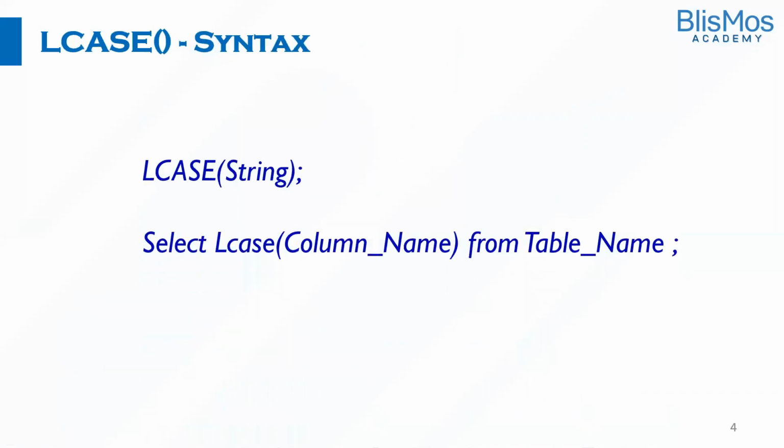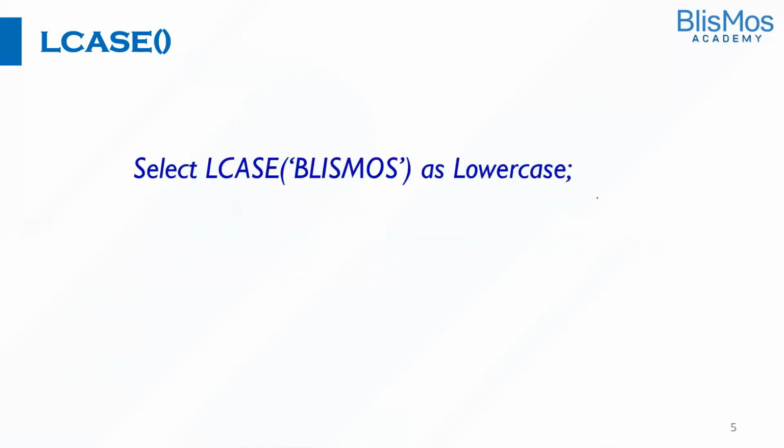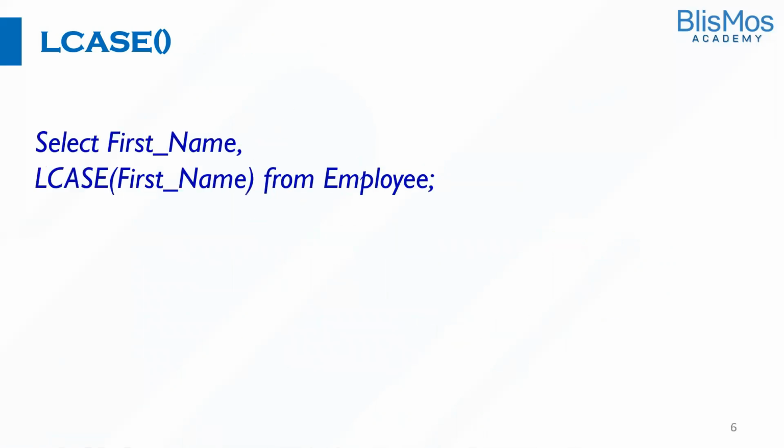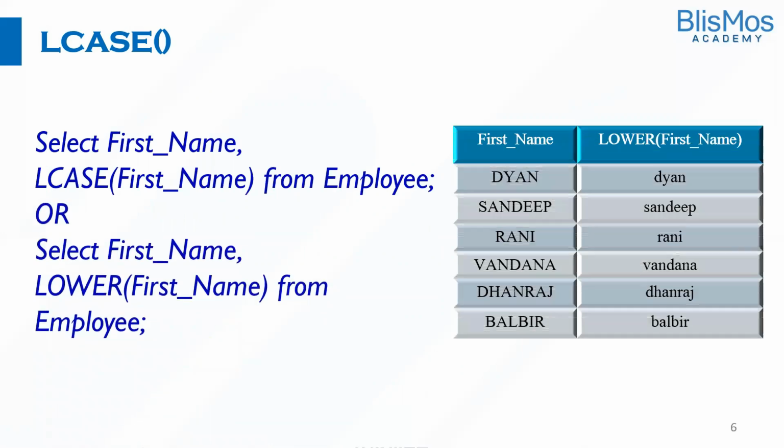What is the syntax for this? Pretty simple. All we have to do is say LCASE and the string, or if you're using this function on a column name, specify the column name on which you want to lower the case and specify the table name. In this example, we are trying to lower the case of the string BLISSMAS. After executing this, we'll get the result as blissmas. Either use LCASE or lower. If you want to do that in a table, you can do it in this way.